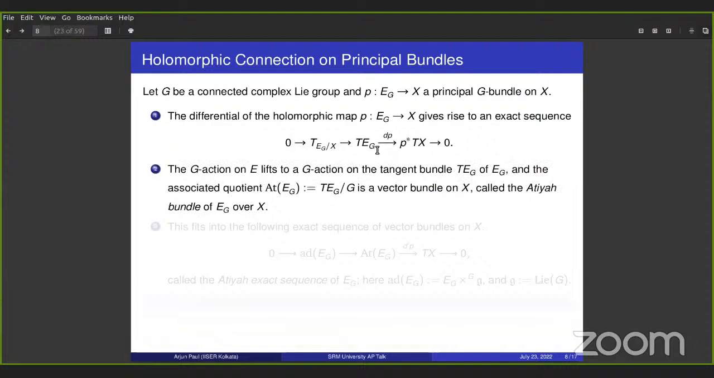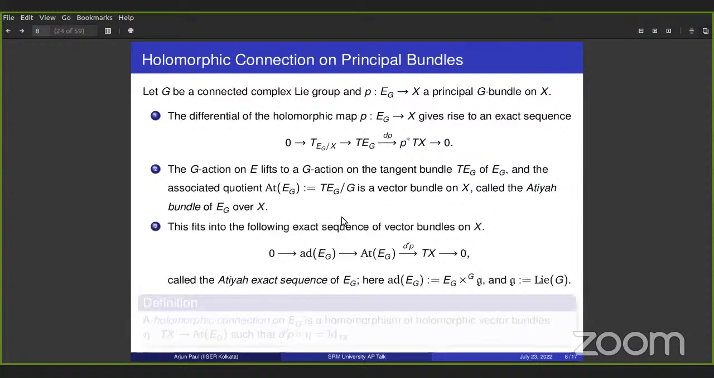And then naturally, we have a G action on EG, which leads to a G action on the tangent bundle, and the associated quotient bundle. The quotient is actually a holomorphic vector bundle or algebraic vector bundle. This is called the Atiyah bundle, denoted by At(EG). Okay. As a sheaf theoretic notion, this is a sheaf of G invariant vector fields on EG. So this is called the Atiyah bundle.